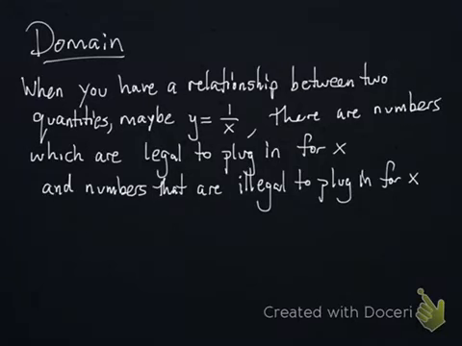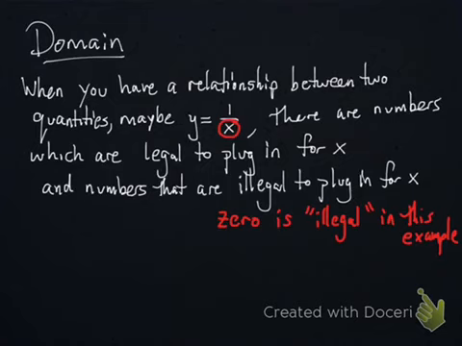Hey, let's talk about domain. You might have noticed that as we've been looking at relationships, for example, y equals 1 over x, there may be some numbers that are legal to plug in for x, but other numbers that are actually illegal to plug into x. You can't plug in 0 for x. 1 over 0 is an undefined quantity. So 0 is actually illegal to plug in for x.